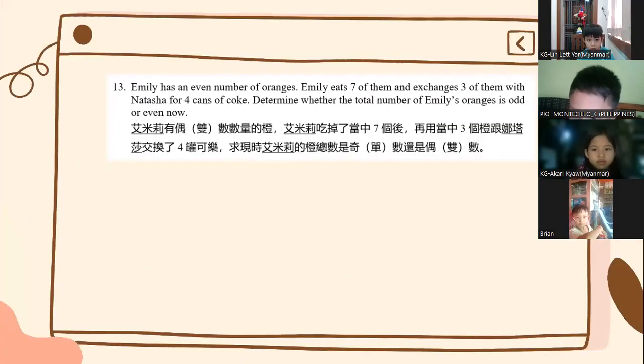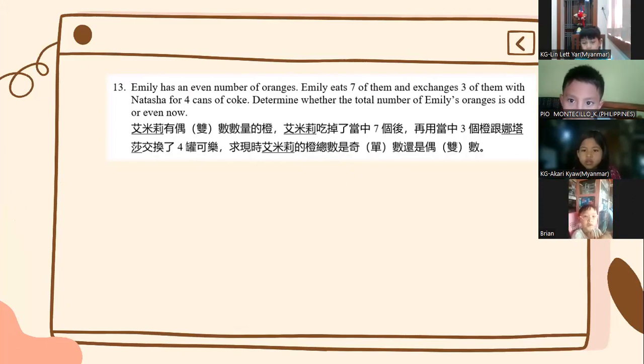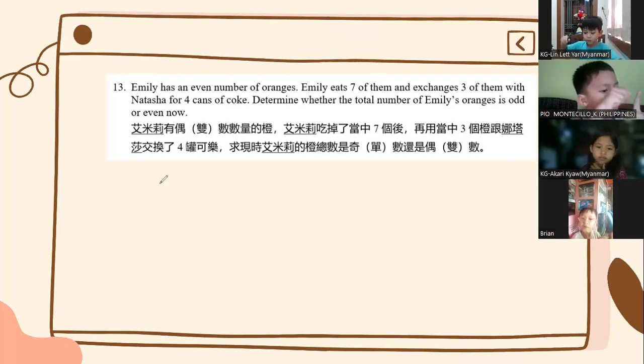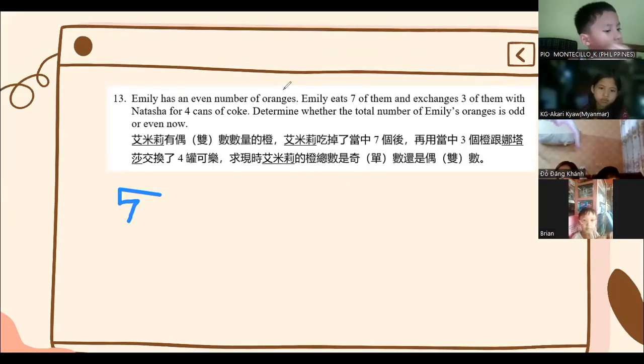For question number 13, Emily has an even number of oranges. Emily eats 7 of them and exchanges 3 of them with Natasha for 4 cans of Coke. Determine whether the total number of Emily's oranges is odd or even now. So basically, our answer should be either odd or even. Okay, so let's solve for this. Emily has an even number of oranges. So you have to take note of that. We don't know the exact value. We just know that it's an even number, right?